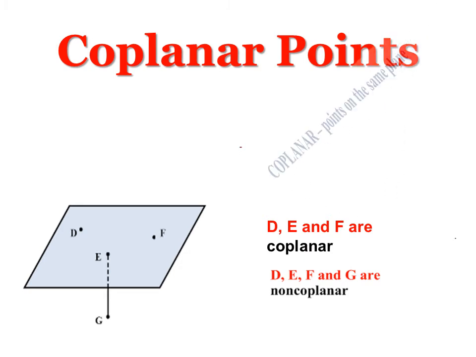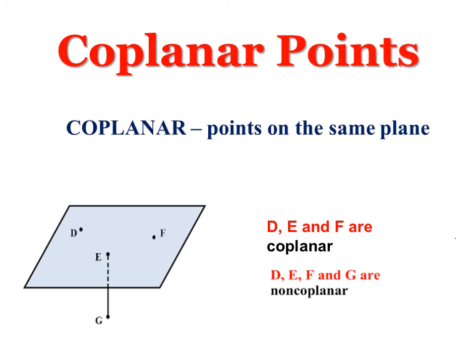So, coplanar points are points on the same plane. Like points D, E, F, they are located on the same plane, so they are coplanar. But G is outside the plane. That's why points D, E, F, and G are non-coplanar. So this time, let's answer another.